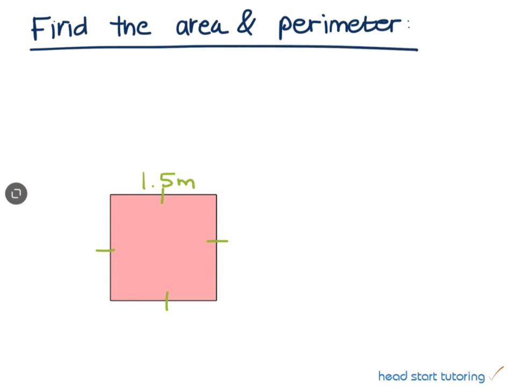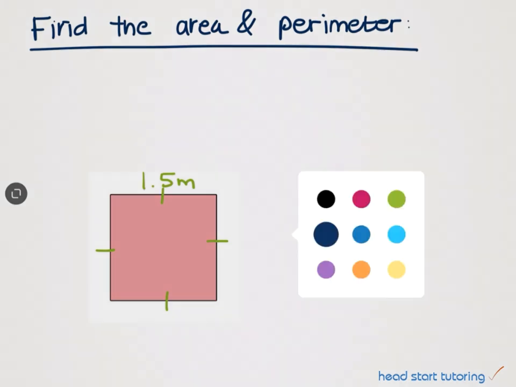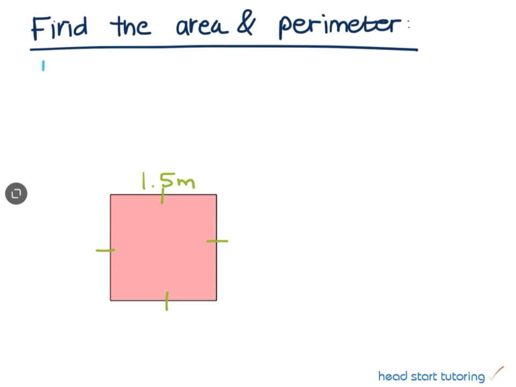If we are asked to find the area and perimeter of this square, which has dimensions of 1.5 meters by 1.5 meters, all we need to do is remember our formulae. So let's start with our area. So the area of a square, remember, is length times breadth.